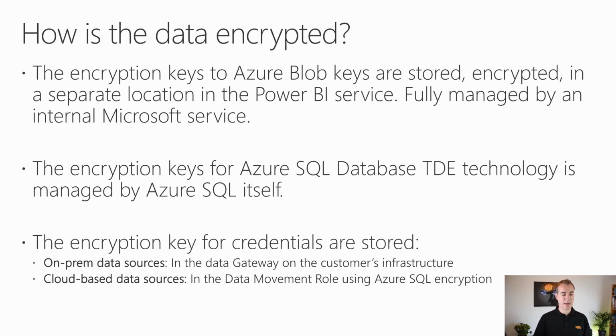The encryption keys for credentials, and there are two different scenarios here too. In on-premise data sources, it's stored on the gateway. So when you connect to an on-premise environment, we don't even store the credentials in the cloud. It's stored on the machine that has the gateway. For cloud-based data sources, let's say you connect to an Azure SQL database or something in AWS or things like this, then it is stored in Azure SQL encryption. And again, it's stored in Azure SQL and it's using the SQL encryption.